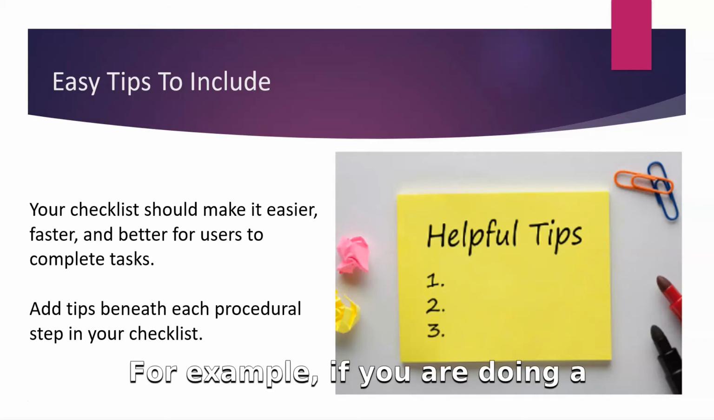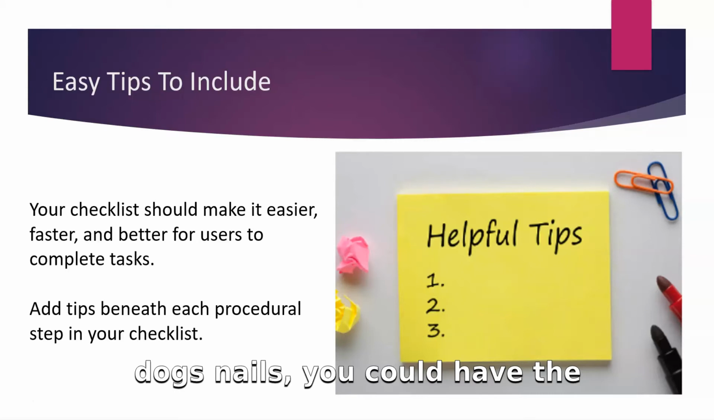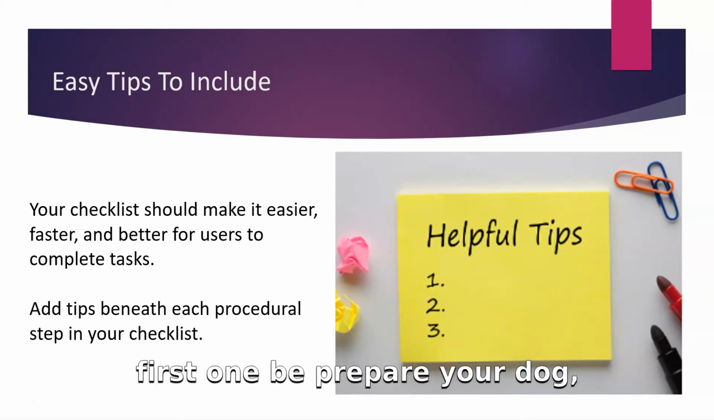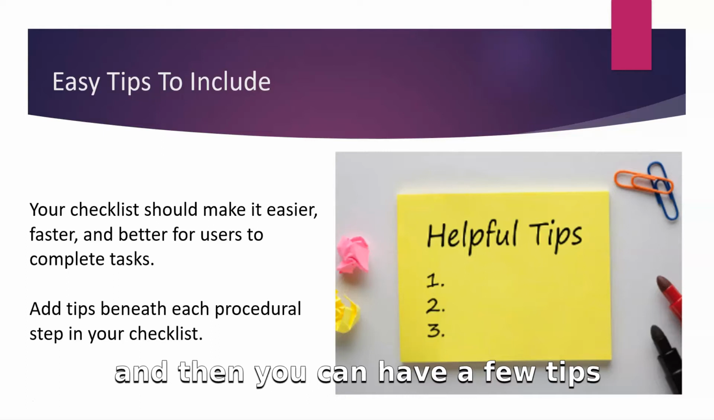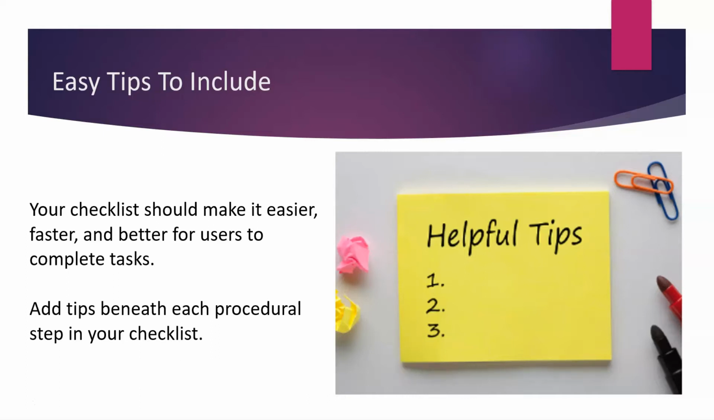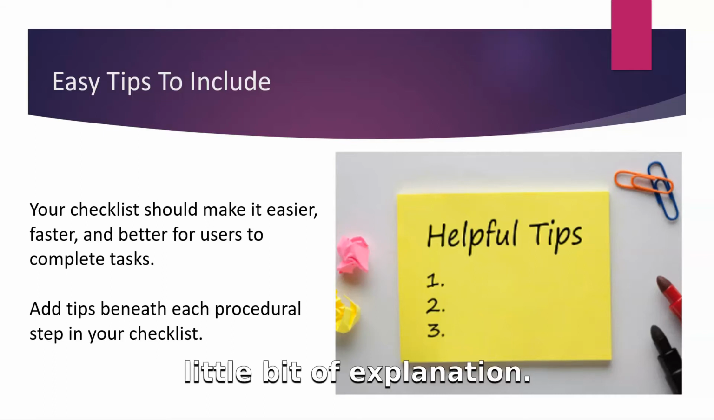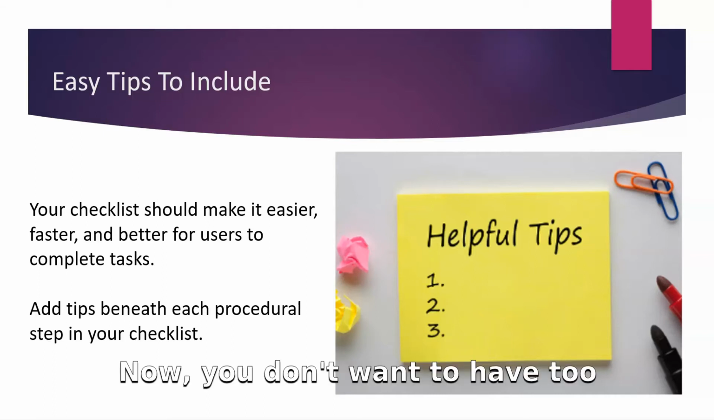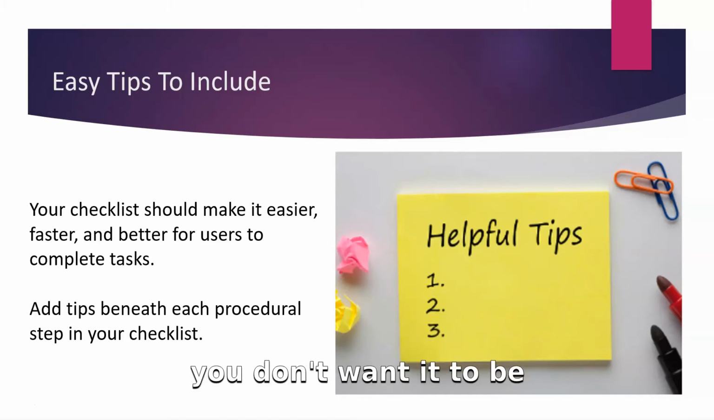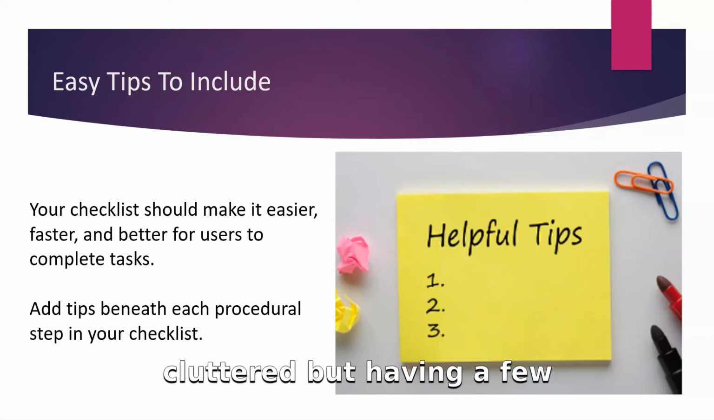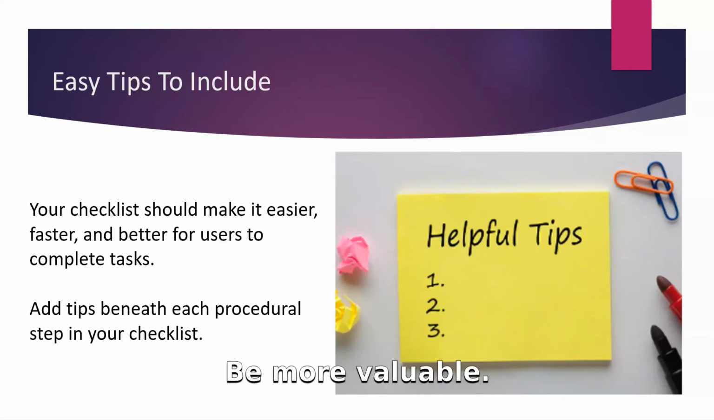For example, if you are doing a checklist on trimming your dog's nails, you could have the first step be: prepare your dog, make sure the dog is relaxed. Then you could have a few tips below that, like give your dog a treat to be relaxed or give him a pet, and just a little bit of explanation. Now, you don't want to have too much content below each particular step because you don't want it to be cluttered, but having a few more sentences or so will help your checklist be more valuable.